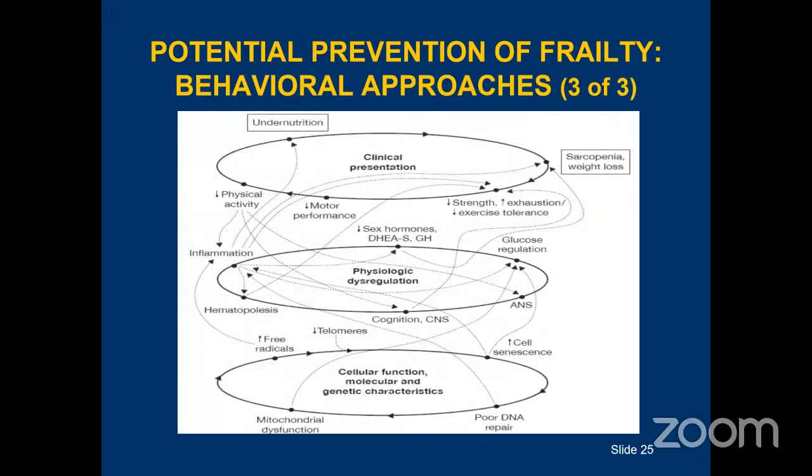So as you can see here, exercise has a notable beneficial physiological effect on sarcopenia, inflammation, and other systems associated with frailty. As you can see here, the decrease in physical activity can have an effect on inflammation, on undernutrition, and so on.